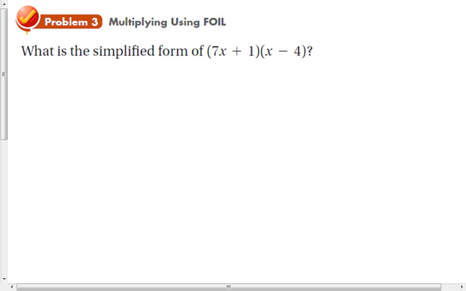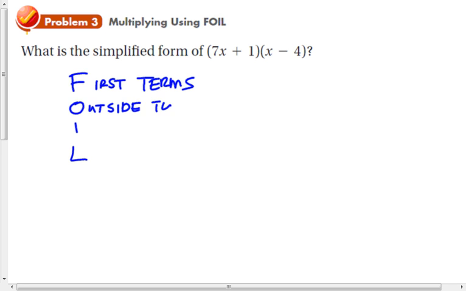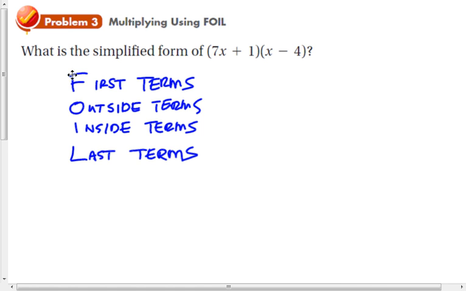All right, one other method we're going to use is called the FOIL method. FOIL is an acronym for, I'll just write this down if you can write it down: first terms, outside terms, inside terms, and the last terms. I'll pause so you can write.